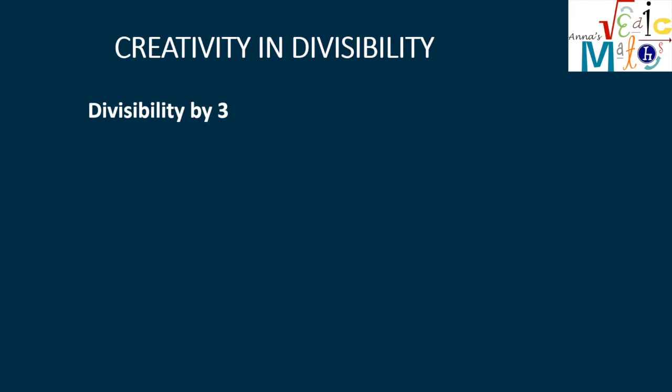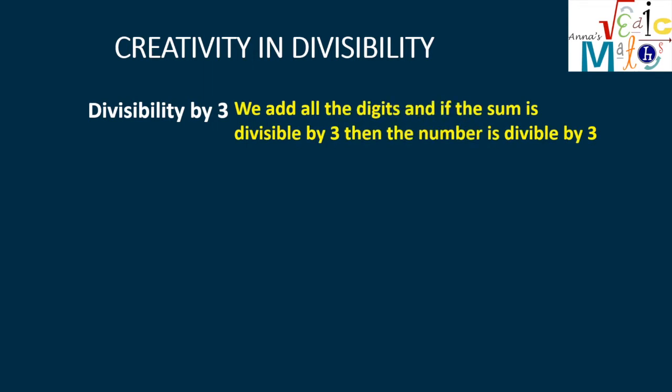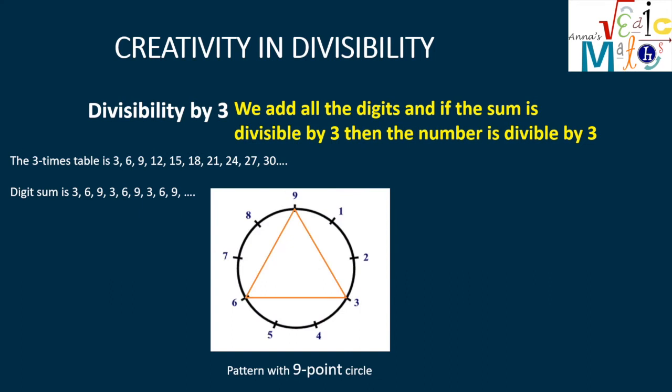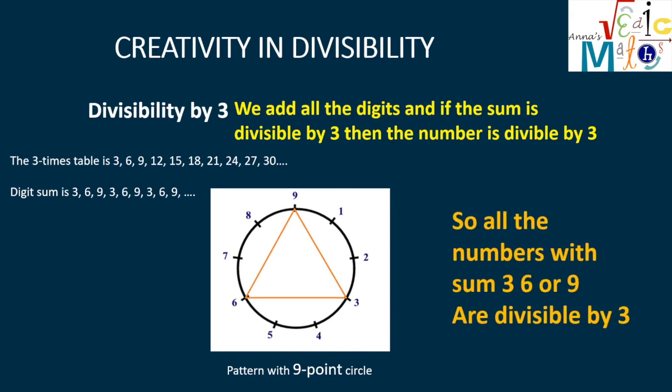Divisibility by 3. To find if a number is divisible by 3, we do the sum of digits. If the sum is divisible by 3, then the number is divisible by 3. For the pattern, we write the timetable 3, 6, 9, 12, and so on. Then we do the digit sum and we obtain the code 369. We draw this in the 9-point circle, and here we obtain, in a very clear and visible manner, that the numbers divisible by 3 have a digit sum of 3, 6, or 9.